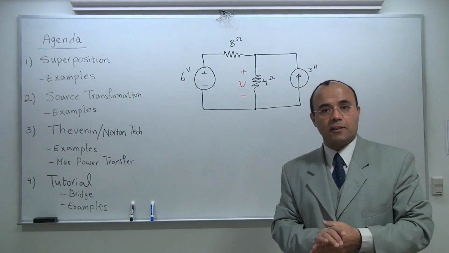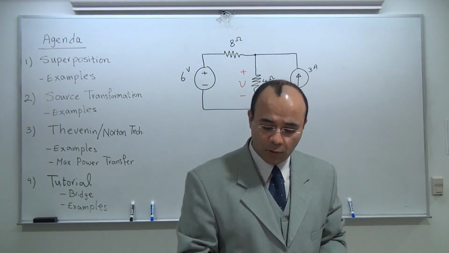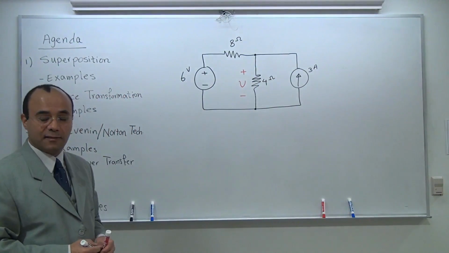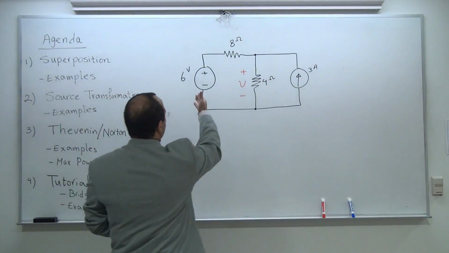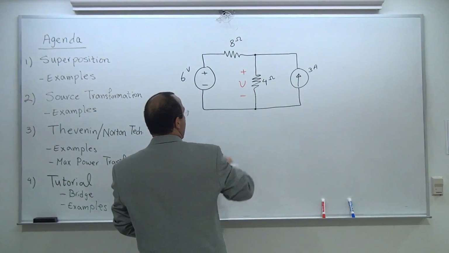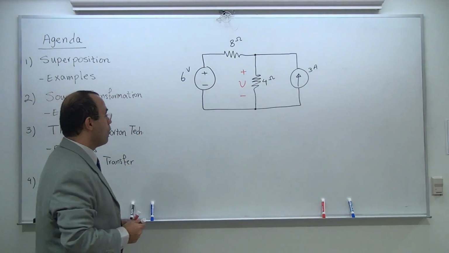Now let's begin with the topic of superposition. In order to see what we are trying to do, first of all, take a look at this circuit in front of you. You have a voltage source, you have a current source, you have two resistors, and you have an interest in finding the V, which is the voltage across the 4 ohm.